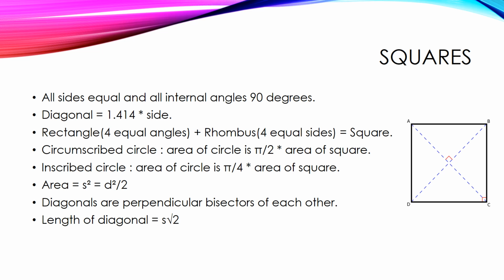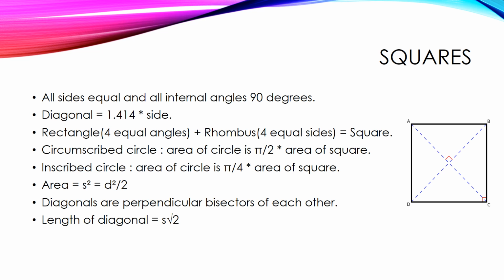Like most quadrilaterals, the area is the length of one side times the perpendicular height. So, in a square, this is simply area is equal to s squared, where s is the length of one side. The diagonals method: if you know the length of the diagonals, the area is half the product of the diagonals. Since both diagonals are congruent, this simplifies to area is equal to d squared by 2, where d is the length of either diagonal.